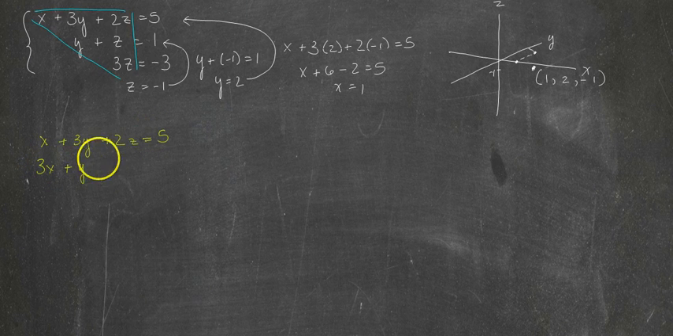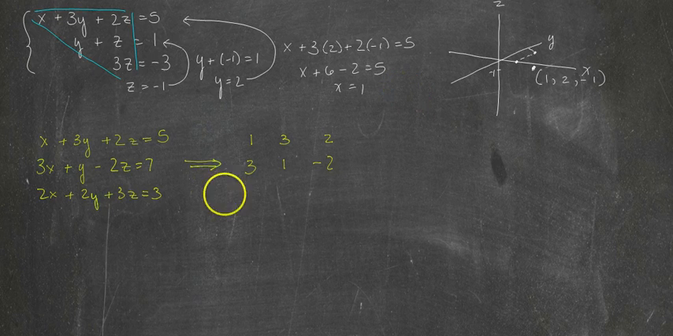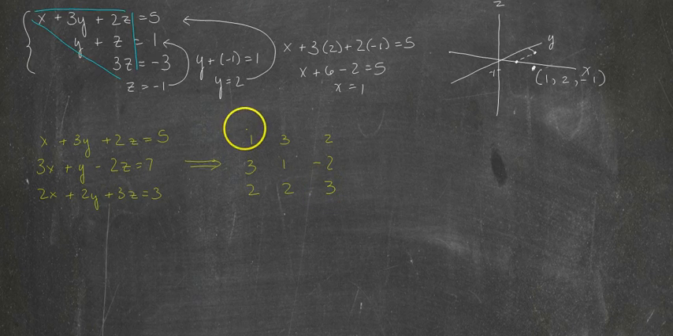3x plus y minus 2z equals 7. And 2x plus 2y plus 3z equals 3. If I wanted to convert this to a matrix, I could just put the coefficients in. So I could just write for the first equation 1, 3, and 2 for the coefficients. For the second equation, I could write 3, 1, negative 2. And for the third equation, 2, 2, and 3. And I denote that it's a matrix by putting it in brackets.